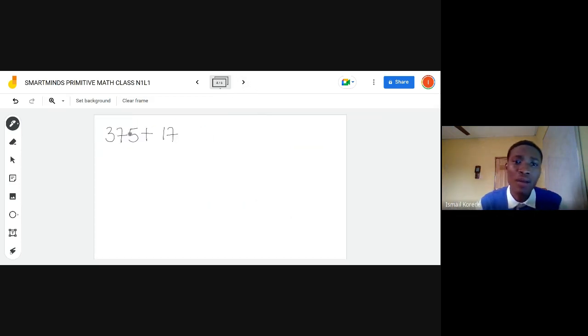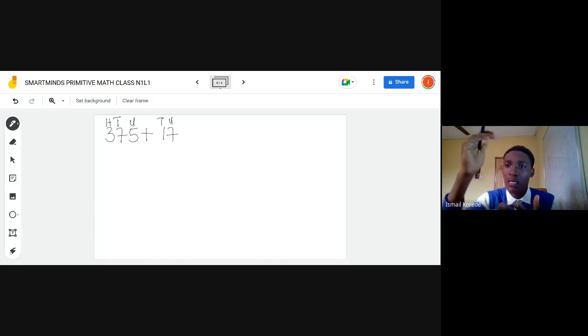Okay, good. So how do we write this? We know from our last video that 5 is going to be the unit, 7 is going to be the tens, while 3 is going to be the hundred. The same thing goes for 1 and 7, so we have unit and tens. Whenever we want to add, we have to align them. Unit must be below unit, tens must be below tens, hundred below hundred, thousand below thousand. We can't disarrange. It has to be in an ordered form.